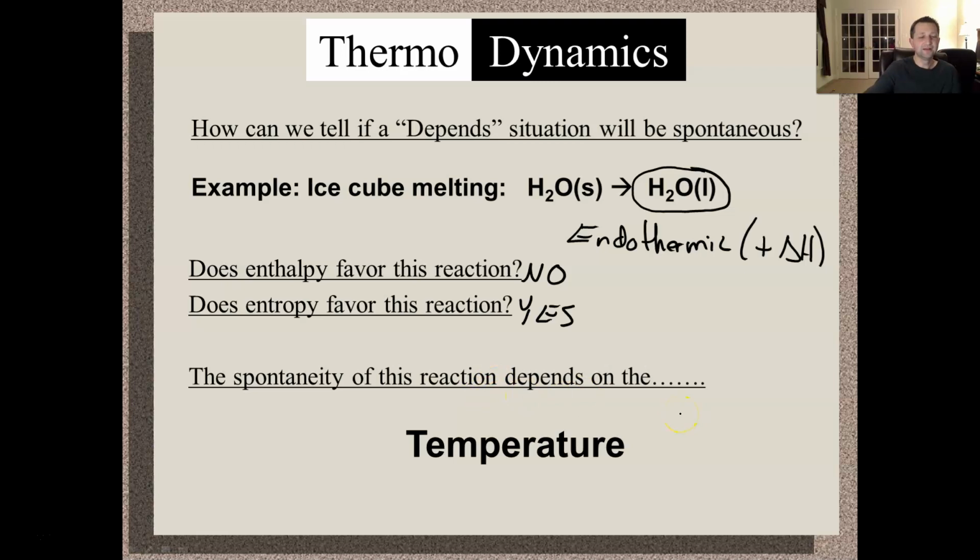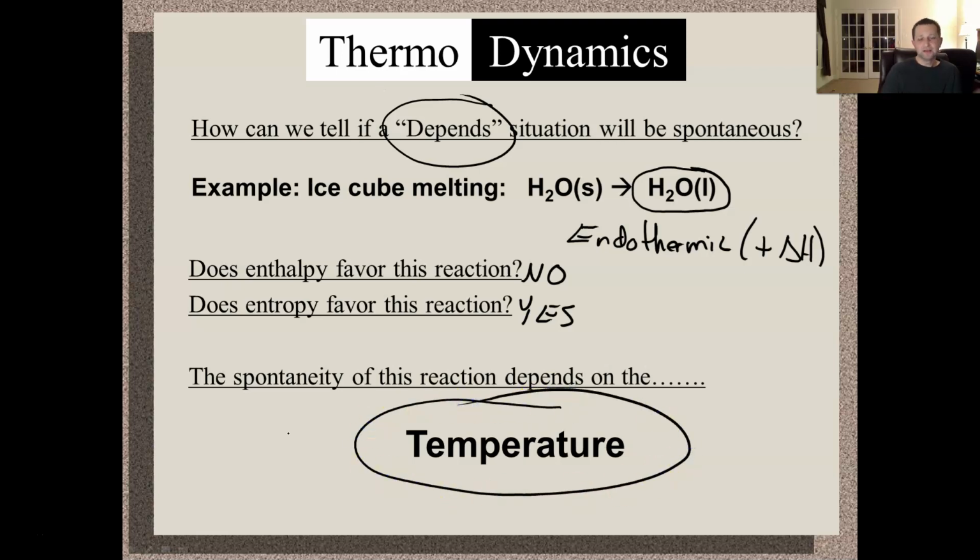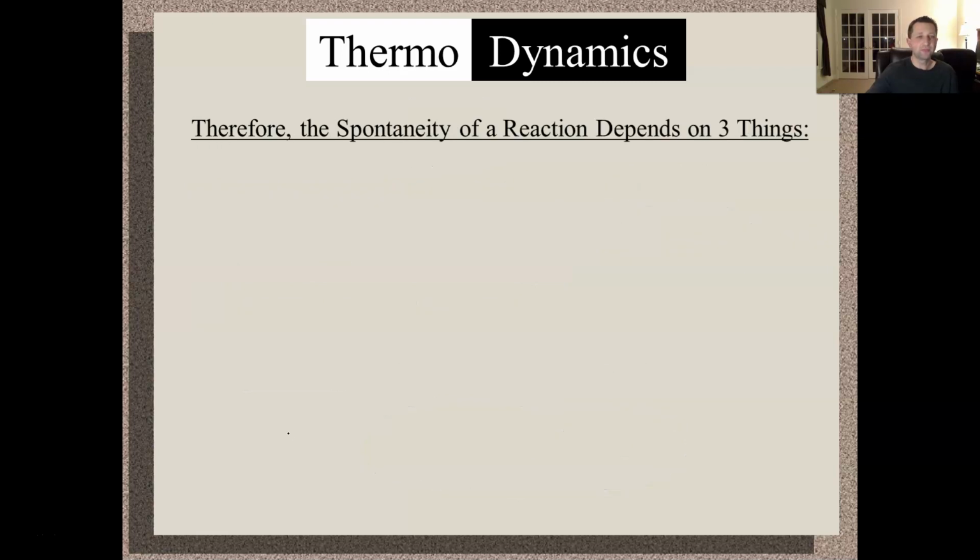Well, it depends on if it's cold or not, right? So if you're in the middle of winter and it's freezing cold outside and the temperature is below 32 degrees Fahrenheit or 0 Celsius or below, then this is not going to be a spontaneous process, right? The ice will remain there until the temperature goes back up. If the temperature is above 32 Fahrenheit or 0 Celsius, then yeah, this will be a spontaneous process. Okay? So if you have a depends or a maybe situation, the spontaneity is going to depend on temperature. Let's see how that works in the next couple examples here.